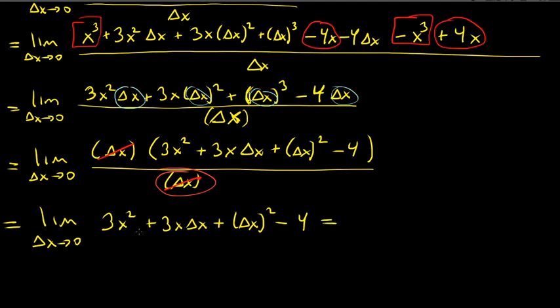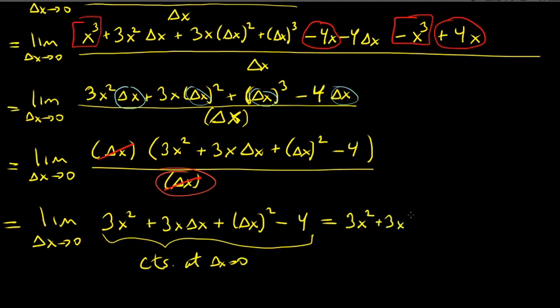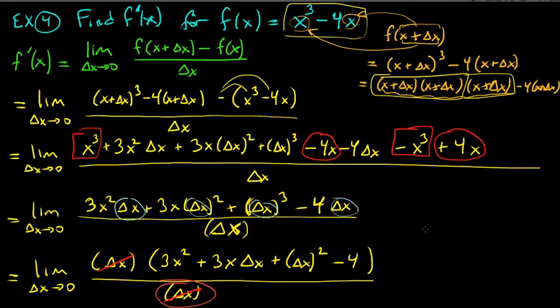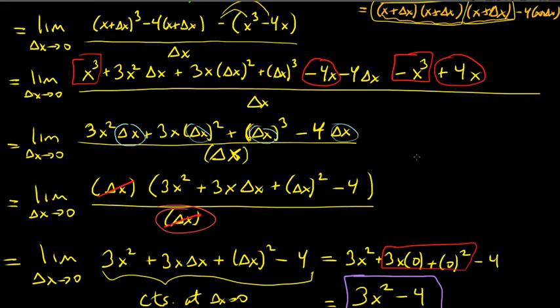All we have to do to take the limit is notice that this is a continuous function at delta x equals 0. So now we can just plug in delta x equals 0. We get 3x squared plus 3x times 0 plus 0 squared minus 4. Anything times 0 is 0, so 3x times 0 is 0, and 0 squared is 0. So all that's not 0 is the 3x squared minus the 4. And that's it. That's our answer. So what is 3x squared minus 4? It is the derivative of this function here.